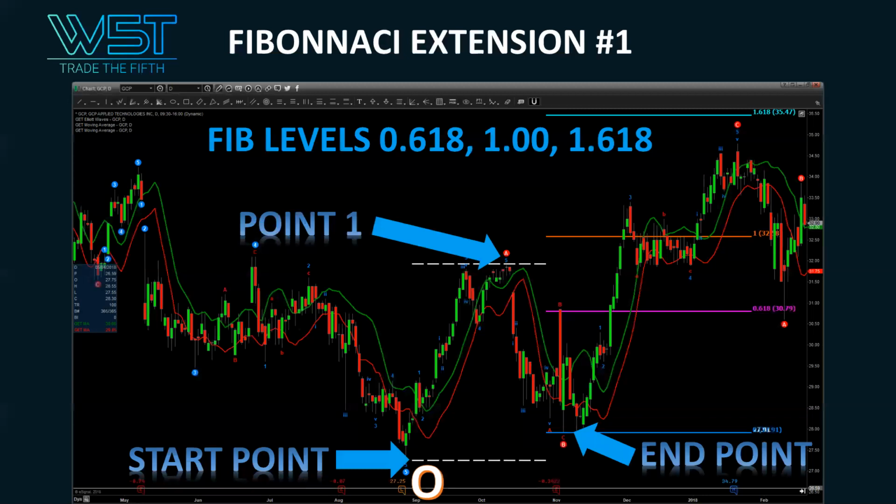So we can identify the end of a correction. Then we're going to overlay another one, and we're looking for points of convergence. So that's fib extension 1. This is being recorded so you can keep going over it and over it again.